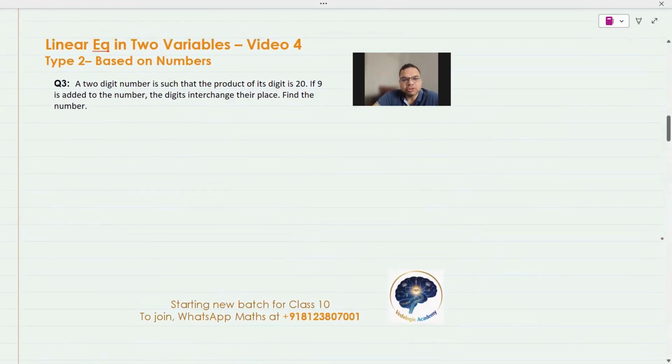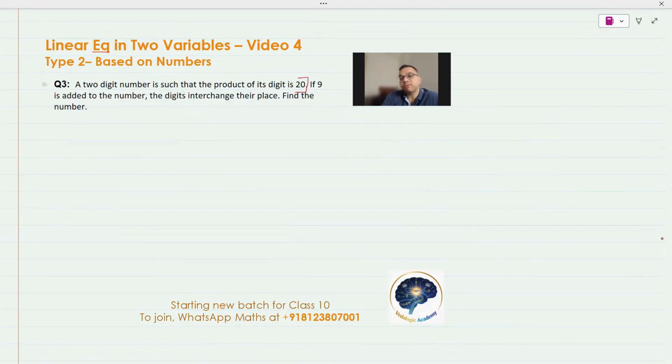Okay, so this question is also based upon numbers only. Let's see how to do it. A two-digit number is such that the product of its digits is 20. So earlier, if you remember, we had two different numbers. Now we have a single number but with two digits. The number is such that the product of its digits is 20. So this is one thing.